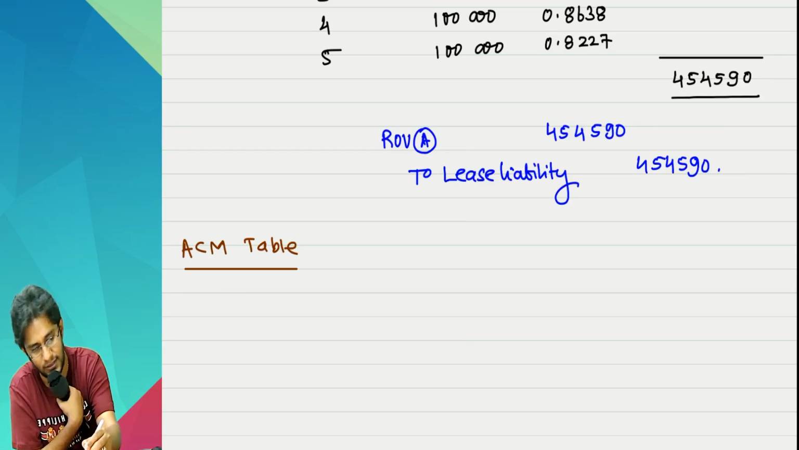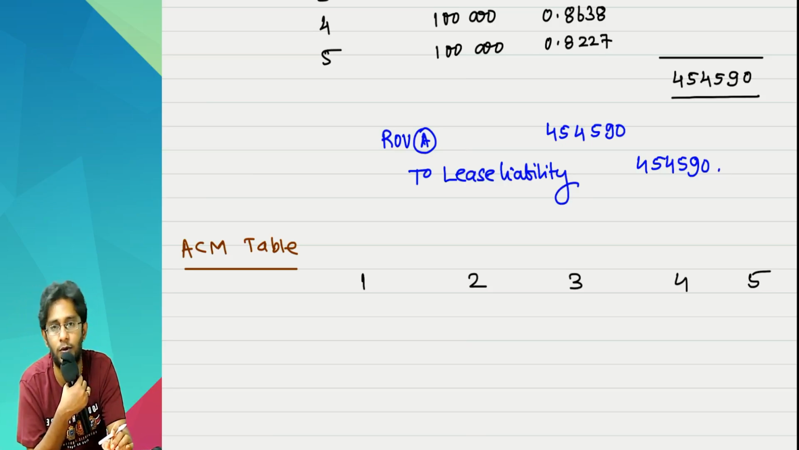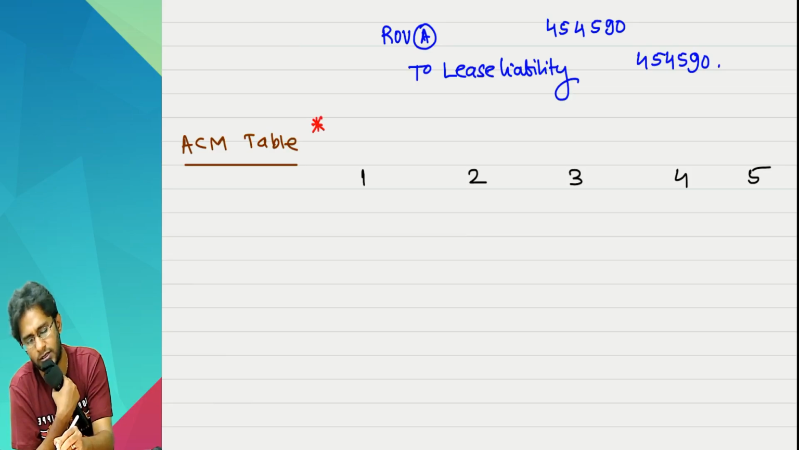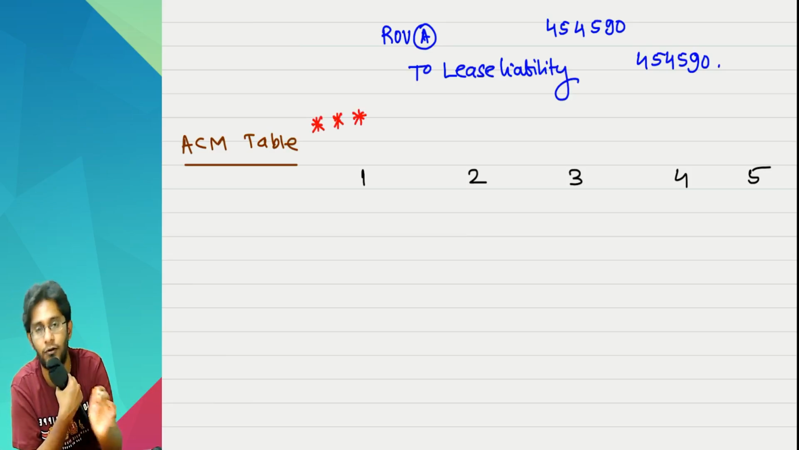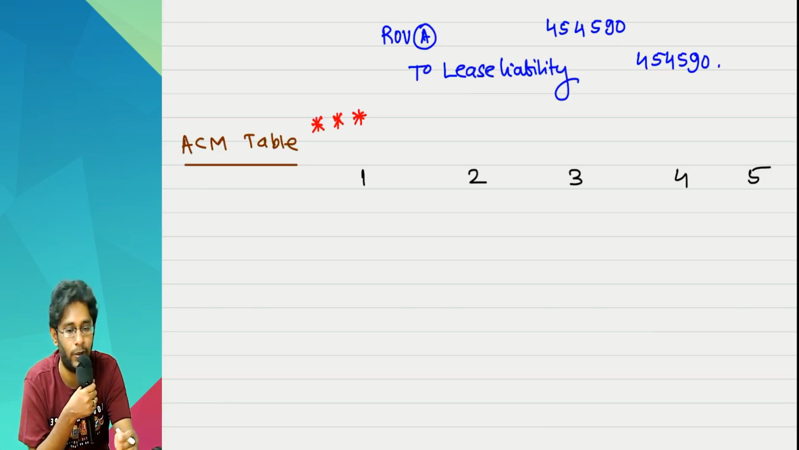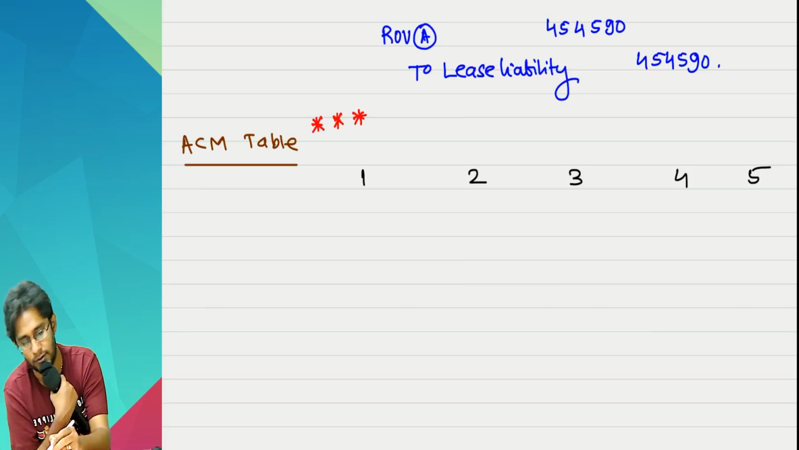How many years is the lease? 5 years: 1, 2, 3, 4, 5. But I am preparing this only up to the end of the 3rd year, because at the 4th year beginning there is a modification, reassessment. You should be extremely careful with this table. Many times when we did it, payments were made only at the end of the year. This time it is paid at the beginning of the year. Be careful.